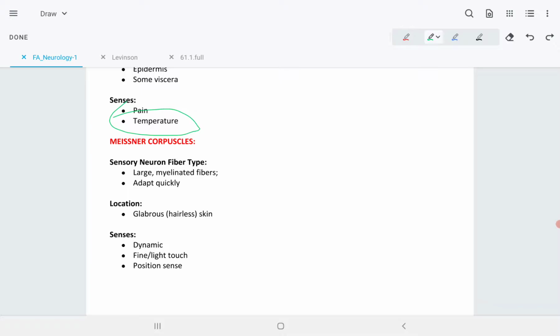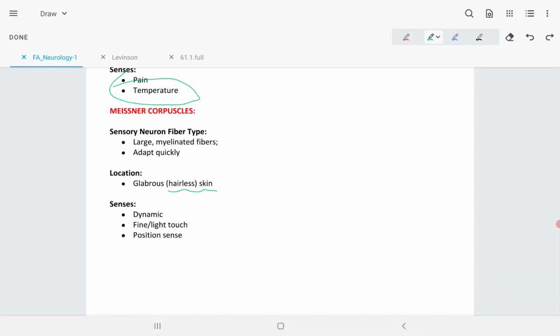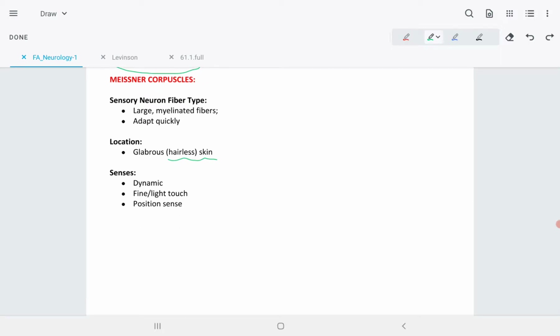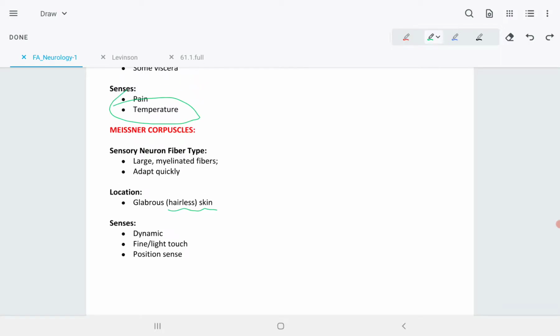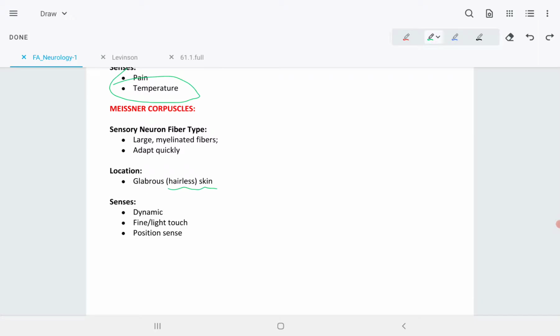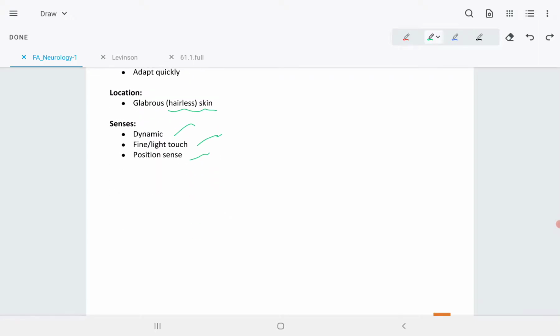What type of sensory neuron do they have? Their sensory neurons are large myelinated fibers and adapt quickly. Location is hairless skin or glabrous skin. And the main thing is what they sense: Meissner corpuscles sense dynamic light fine touch and position sense.